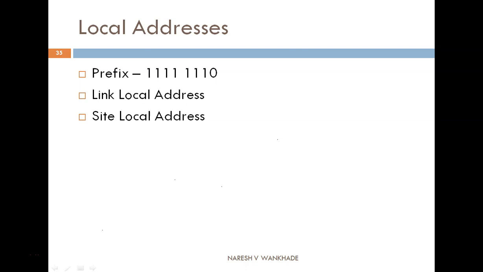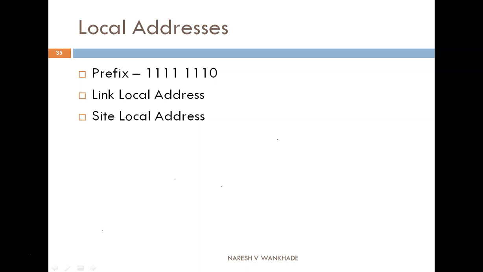Hello friends, in this video lecture we are going to see local addresses associated with IPv6 address. There are two types of addresses associated with IPv6. The first one is the link local address and the second one is the site local address.